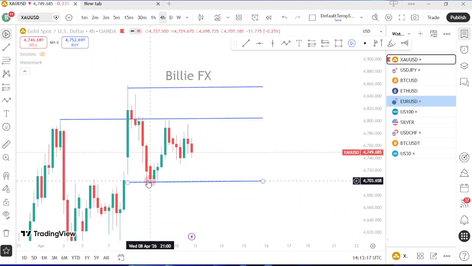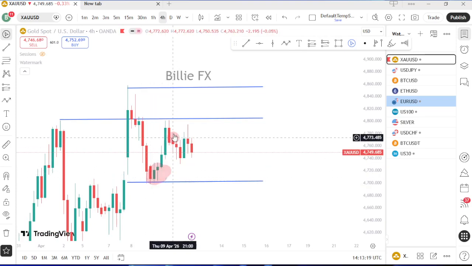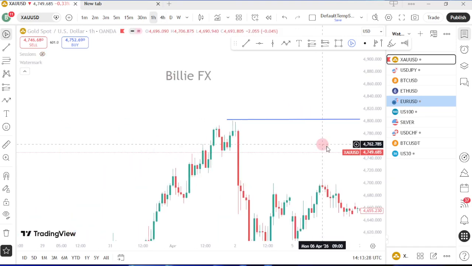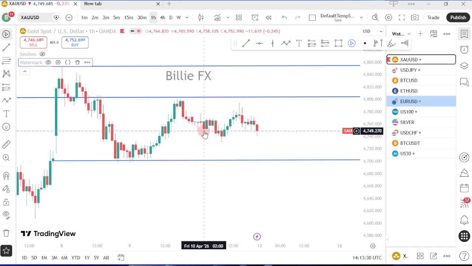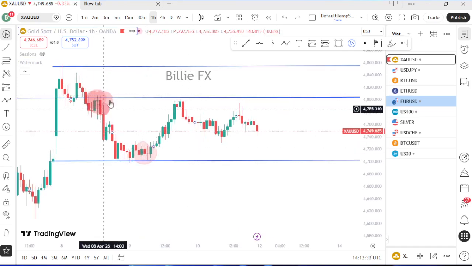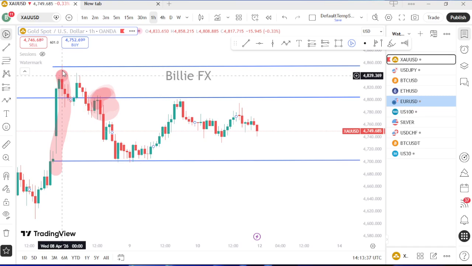So this is the low of the bullish candle that this bearish candle is trading within. Okay, so that is the low. You have to understand that. Let's move on to the 1 hour time frame. So this is the low of the candle. This is where we reacted. This is where we reacted for the overall bearish range.